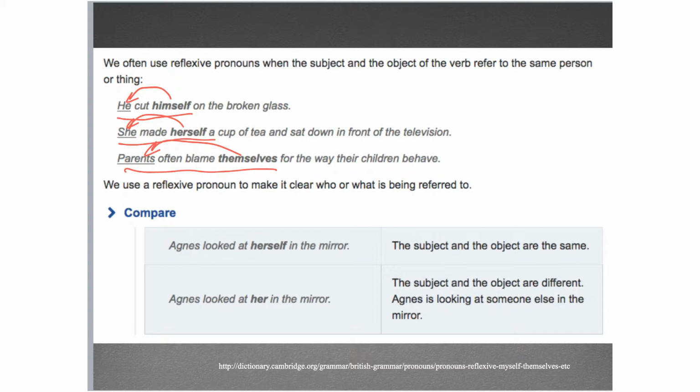So if you look at this bottom part, Agnes looked at herself, Agnes looked at her. All right, so Agnes looked at herself, same person, of course. Agnes looked at her, different people. So the her is somebody else. The herself is Agnes.